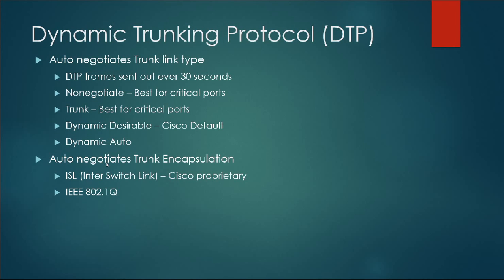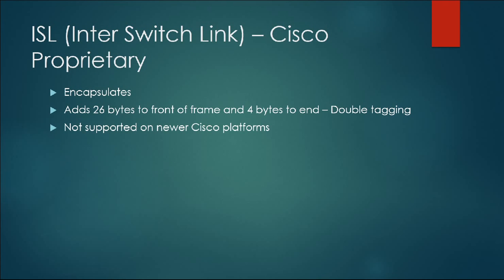Now the types of encapsulation supported are ISL and the IEEE 802.1q standard. ISL is a Cisco proprietary protocol which is only supported by Cisco switches. That's why it's proprietary. It encapsulates your frames by adding 26 bytes to the front of the frame and 4 bytes to the end of the frame, which is basically called double tagging. A lot of newer Cisco platforms don't support ISL and favor 802.1q over ISL.